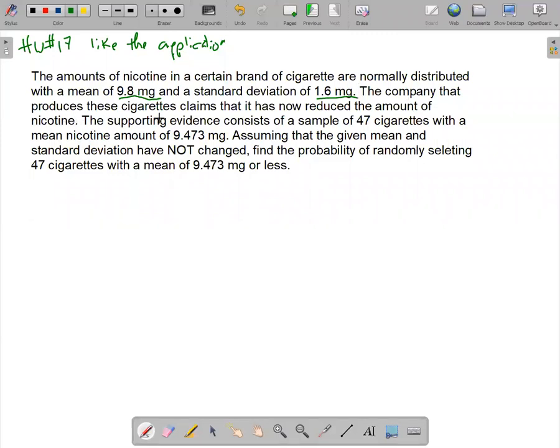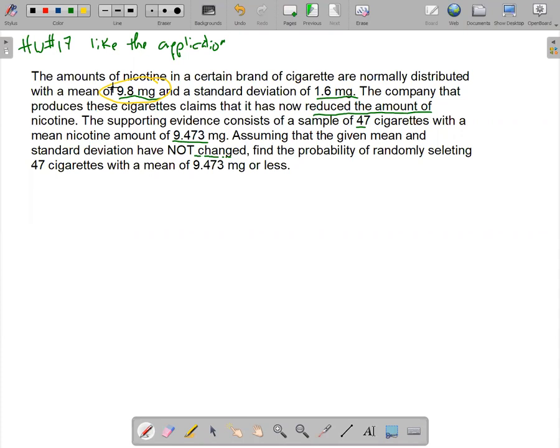The company that produces these cigarettes claims that it has now reduced the amount of nicotine. So they claim the nicotine should be less than that 9.8 milligrams. Here, we've been asked to analyze some evidence: a sample of 47 cigarettes has a mean amount of 9.473 milligrams. Assuming the given mean and standard deviation have not changed, so we're going to assume that this is still the population mean, we want to find the probability of randomly selecting 47 cigarettes with a mean of 9.473 or less.